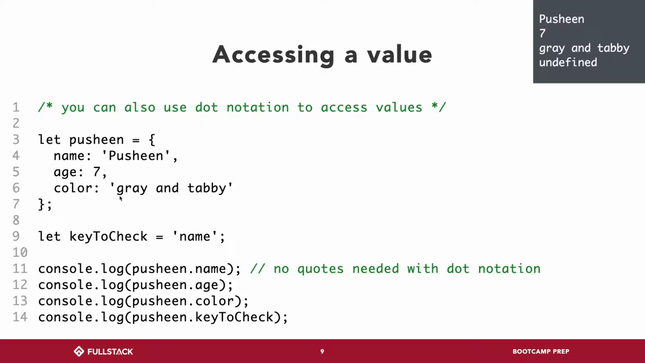If you write key to check is equal to a string name and you console log pushing dot key to check, it's looking for something called key to check in here. That does not exist in here, okay? That is a very important difference of dot notation. Do not use dot notation in for-in loops, okay? Just don't. Because the key is always changing, right?